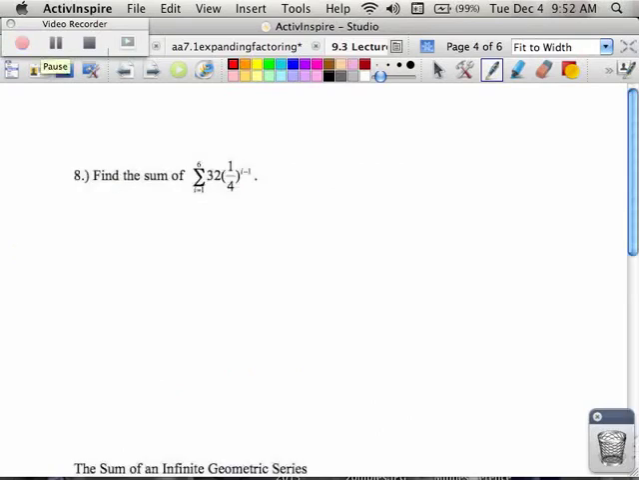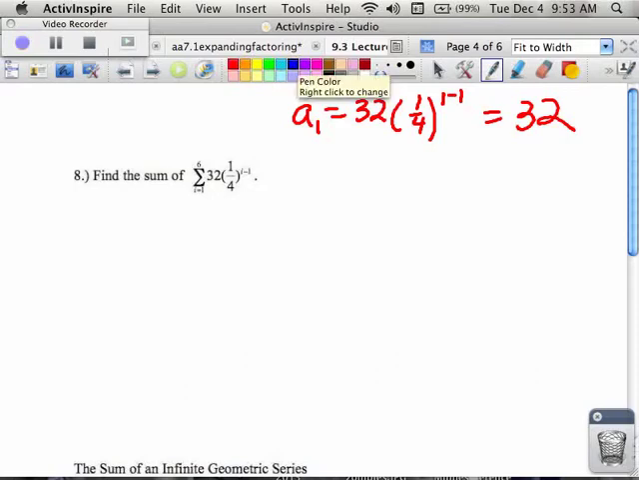So the first thing that I need is my A sub 1. A sub 1 will be 32 times 1/4 to the 1 minus 1. Or in other words, 32 times 1/4 to the 0. Anything to the 0 power is 1. So my first term is 32. Not O, 32. Next, I need my ratio. My ratio is the thing inside of the parentheses, so that's 1/4. And lastly, I need the number of items I'm going to be talking about, which would be 6 things.